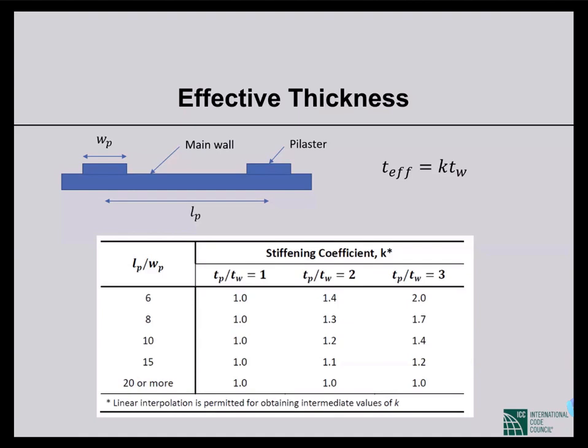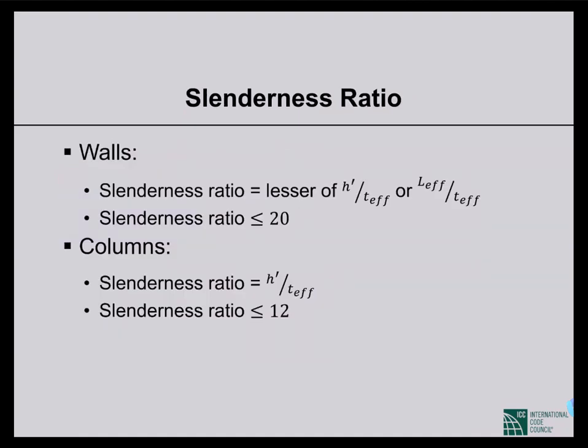So we have now the definition of slenderness ratio. For walls, the slenderness ratio for a wall is defined as the lesser of effective height to effective thickness ratio, or effective length to effective thickness ratio. Now we have discussed what is effective height, what is effective length, and what is effective thickness. So now we can calculate these ratios, and the lesser of the two will be the slenderness ratio of the wall.